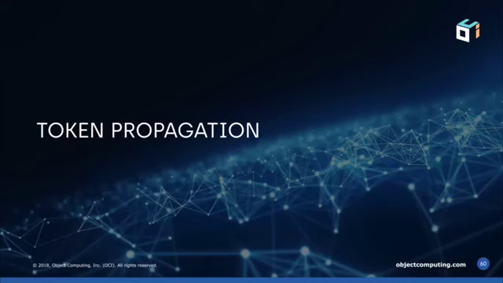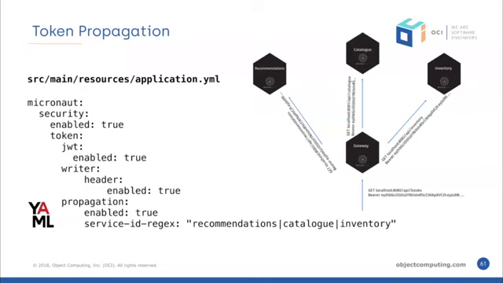We have some features specifically designed to work with microservices. One of them is token propagation. Imagine you have 4 services and you are using JWT in all of them.